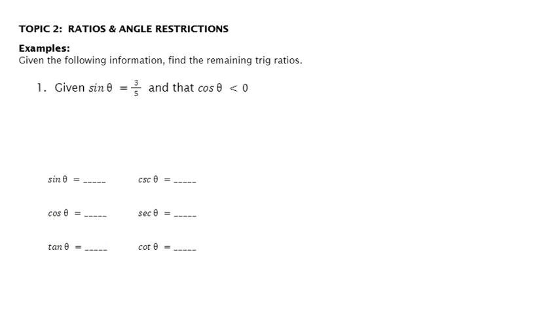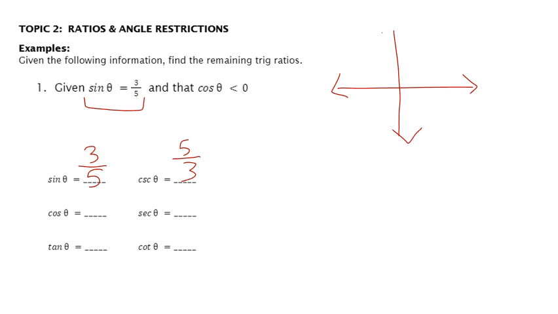For the second topic, we're using those angle restrictions now to get all the trig ratios. So this is kind of just putting together what we've already been doing. They give us sine is 3/5. So right away we know cosecant is 5/3. This is very similar to what we saw in the first section. The only thing is now we have negatives and positives, so we have to figure out what quadrant everything's lying in.